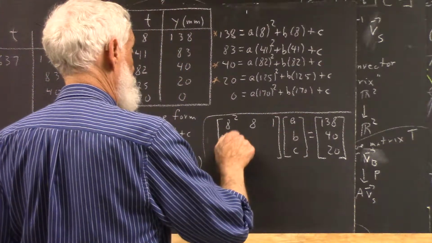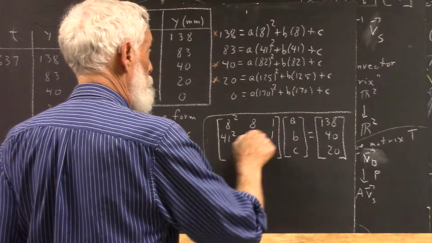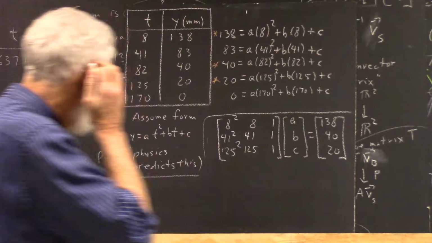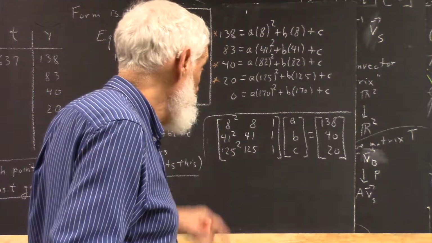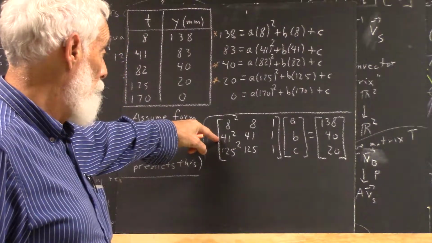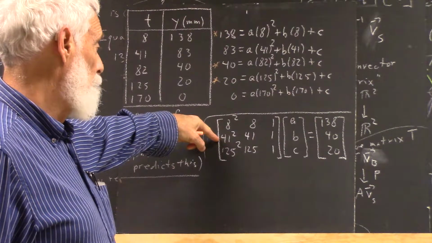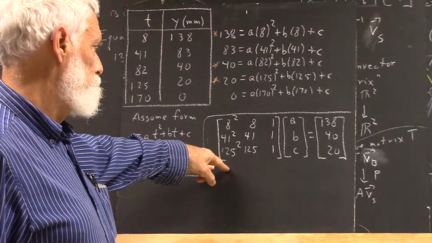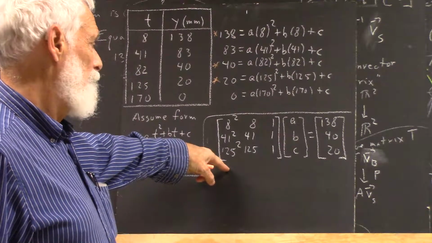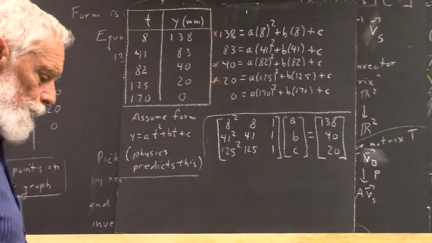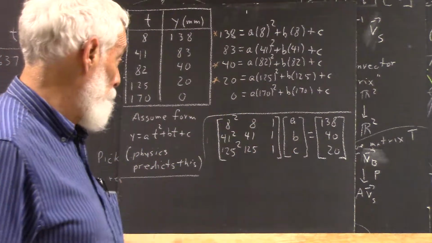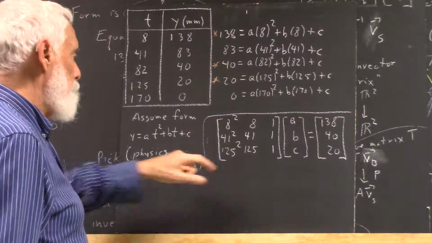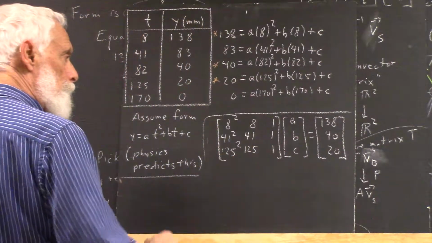The other rows will be 41 squared, 41, and 1, and 125 squared, 125, 1. Now I can expand the 8 squared. That's going to be 64. This is going to be, I think, 1681. And I should be able to do 125 squared. That is going to be somewhere around 15,000. I should be able to do that in my head. 100 plus 25 squared, right? It'll be 10,000, and then 5,000, and then 25 squared. 15,625, I think.